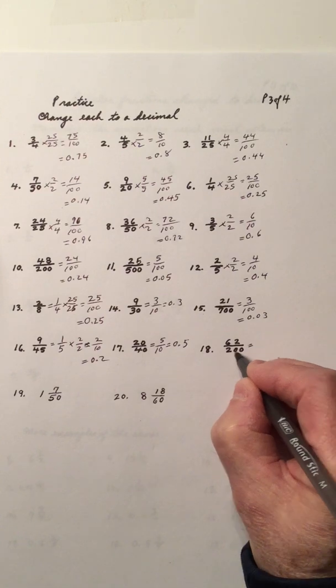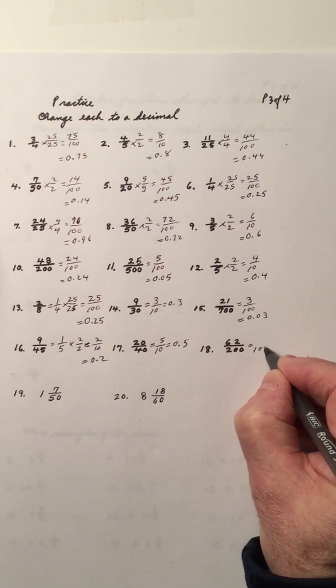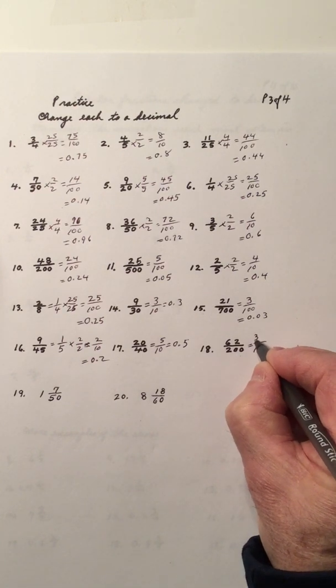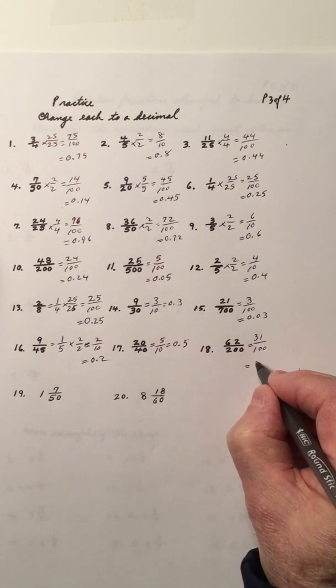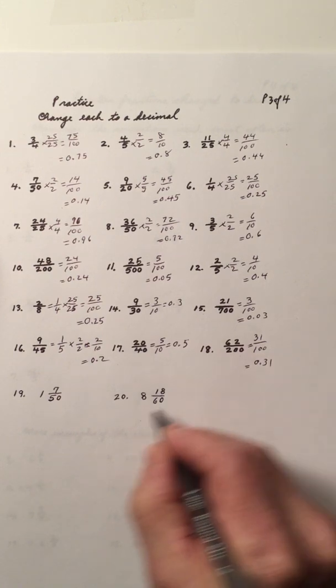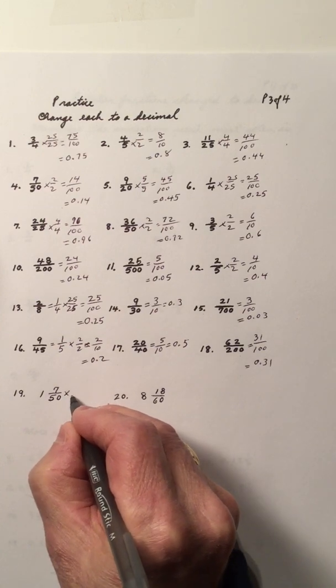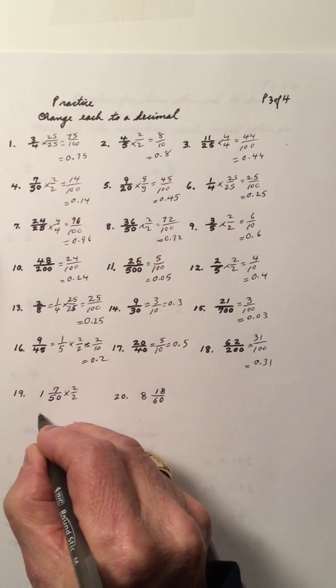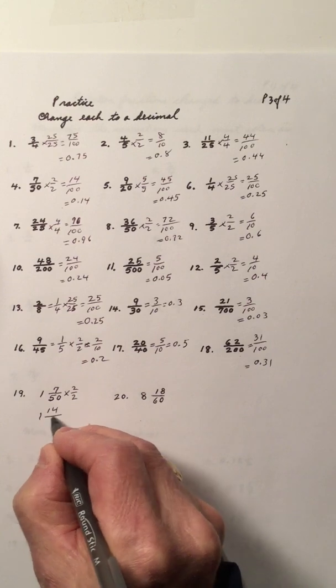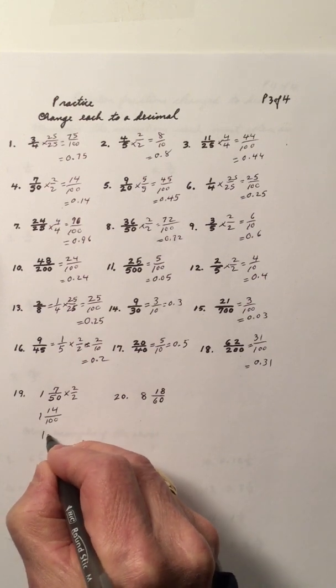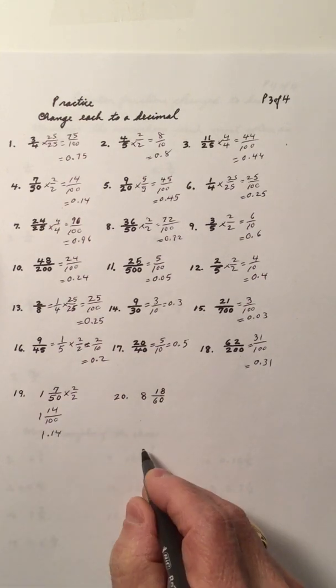I needed 200, so I divide by 2. 62 divided by 2 is 31. 31 over 100 is decimal 0.31. I got 1 and 7 tenths, 7 fiftieths. I multiply top and bottom by 2. So there's 1 and 14 over 100. So there's 1 decimal 14.